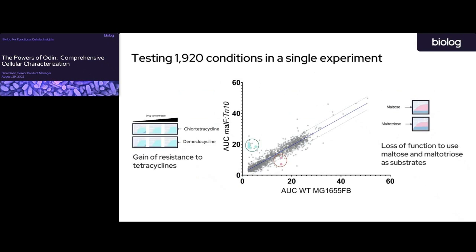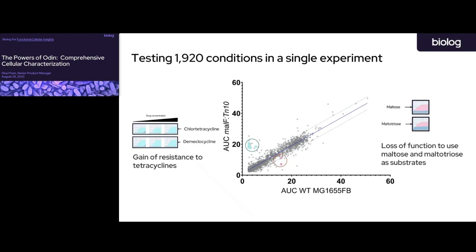Because we're looking at so many conditions at the same time, Odin makes it really easy to find other phenotypes that we might or might not expect. So here on the right, we can see those maltose curves that I showed before, along with maltotriose, which shows the same loss of function for the mutant. But on the left side, you can see a gain of function for resistance to some tetracycline antibiotics, which also makes sense to us in this particular experiment because there was actually a chlorotetracycline resistance marker that was inserted at the MALF locus via a transposable element.